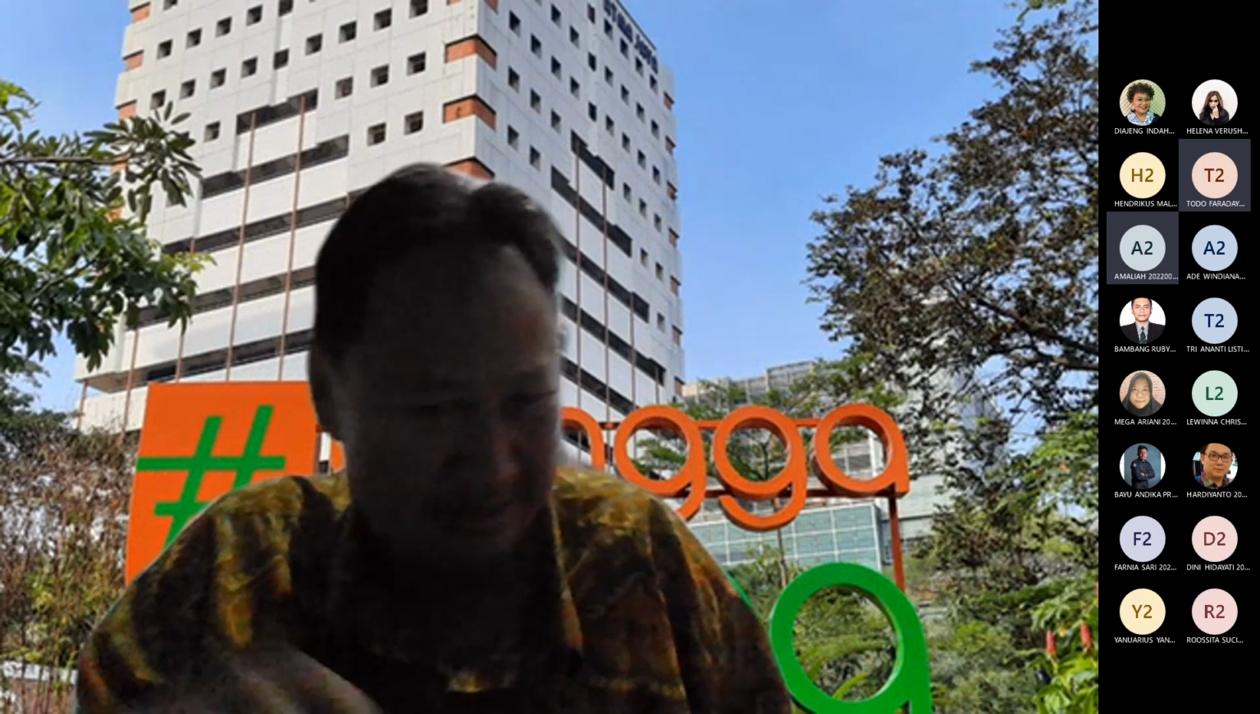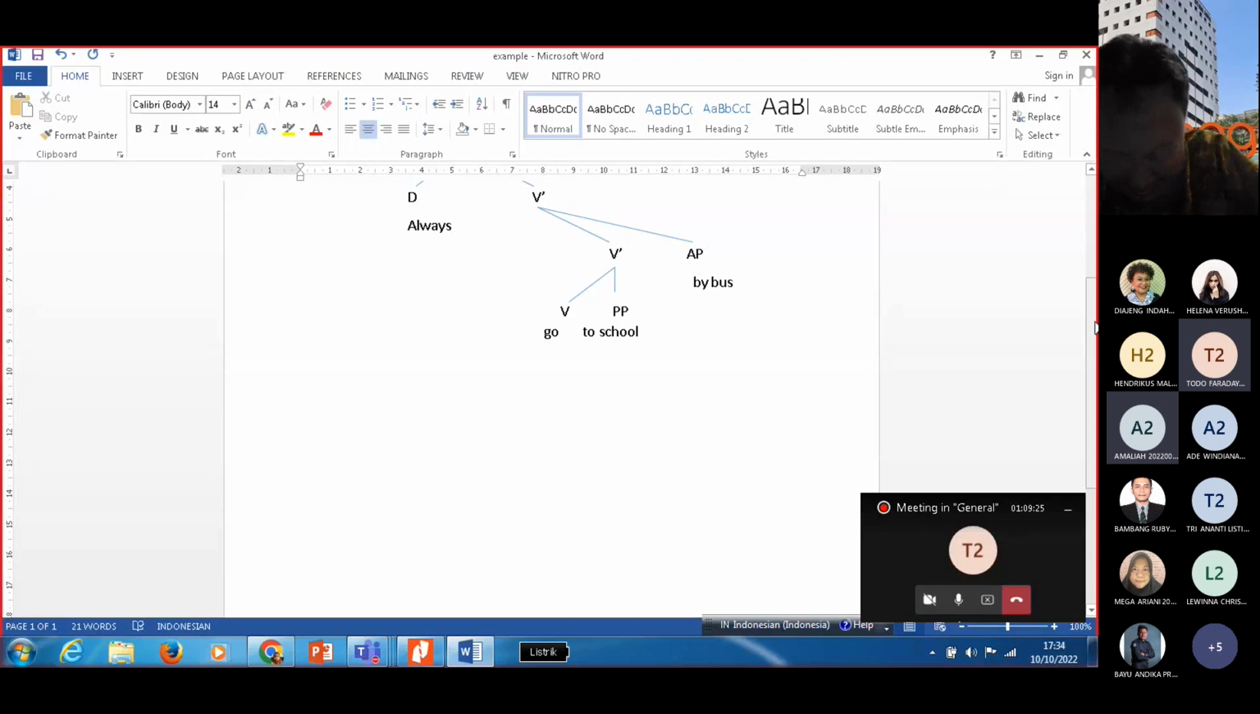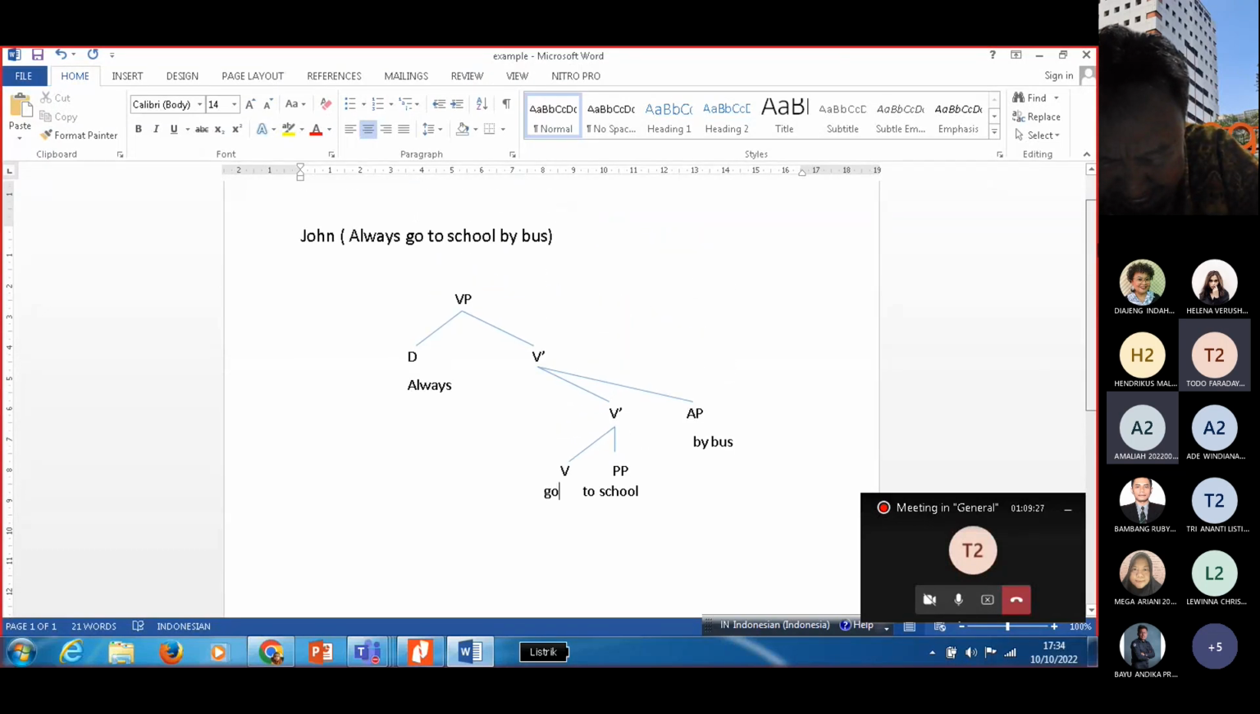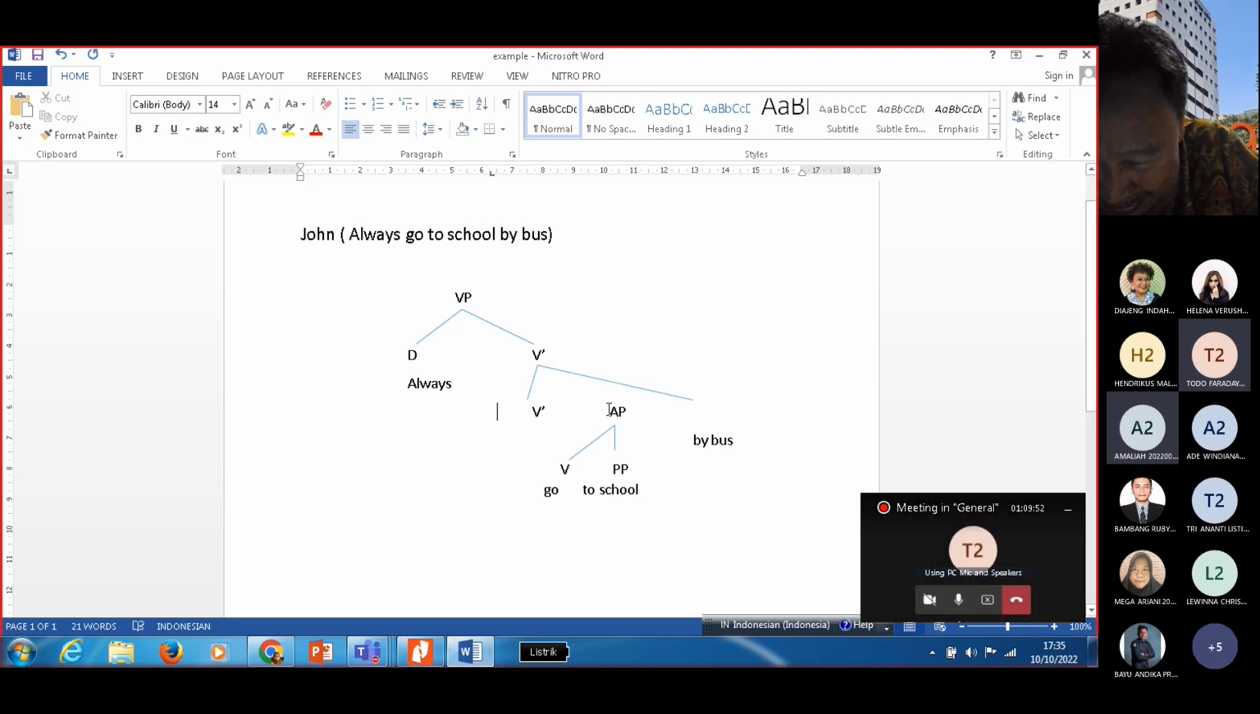I think the word go should be higher than "to school", because "to school" is a complement. So I think go should be higher. What do you mean? It's not a matter of higher and lower. What is important is whether it is a sister of X-bar or a sister of X. Here we're not talking about domination, who's dominating what.